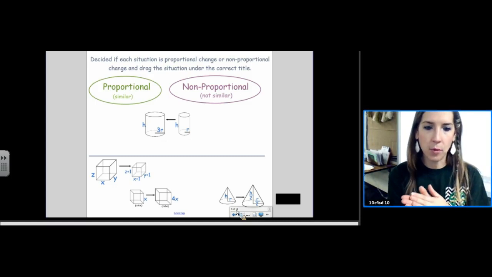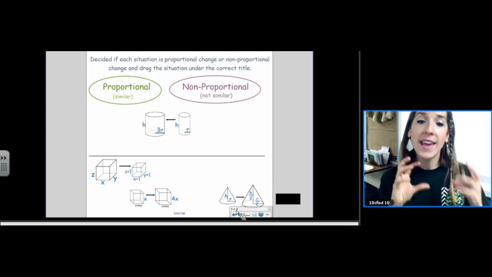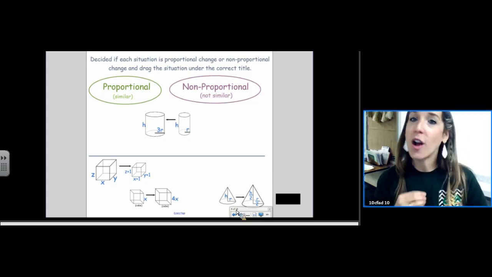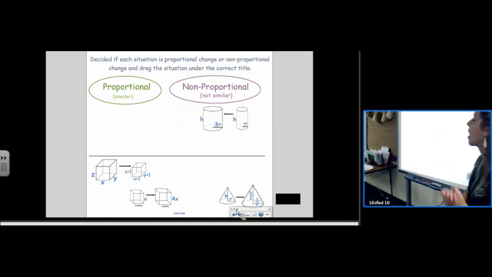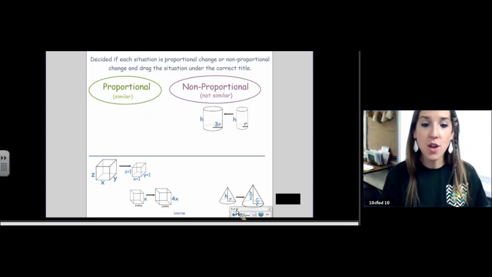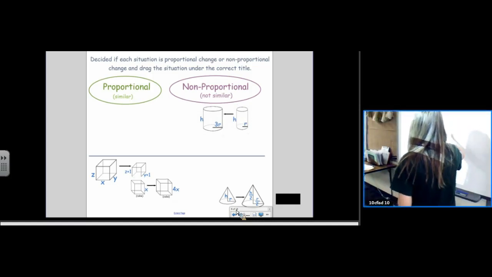Proportional or non-proportional? Similar or not similar? If you only use a factor on one of the dimensions, then you produce a figure that is not similar to your original one. Not proportional. Okay, let's do this one.